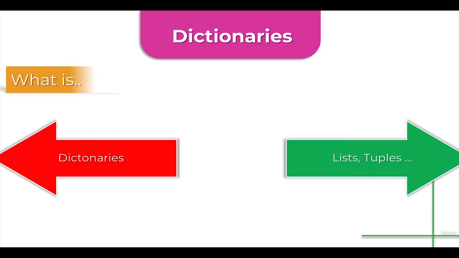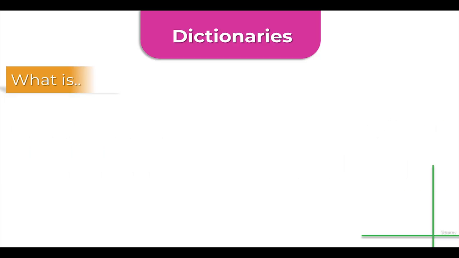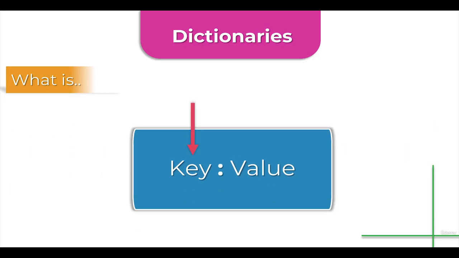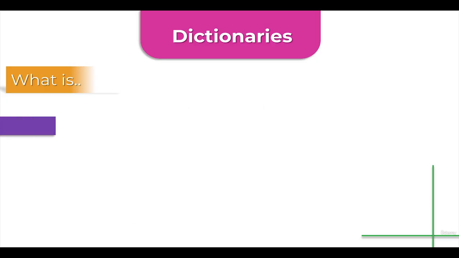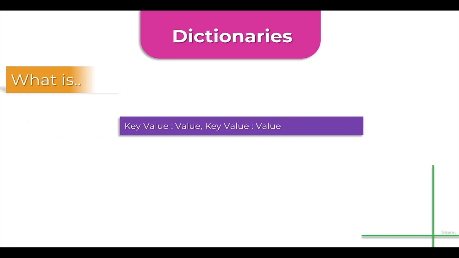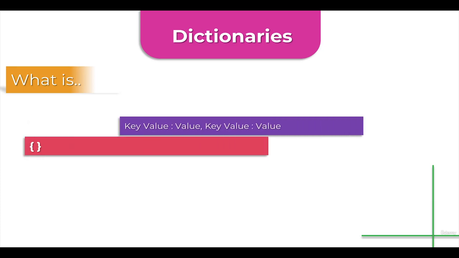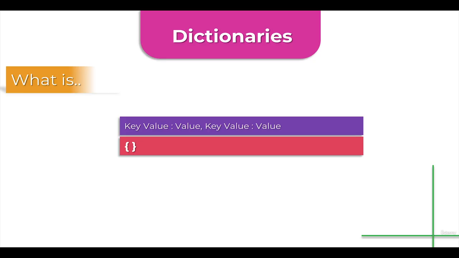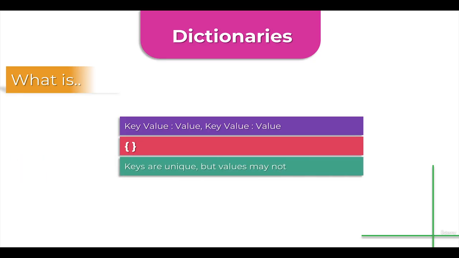Each element in the dictionary is kept as a key-value pair, not an index. So each key is separated from its value by a colon. The items are separated by commas, and the whole thing is enclosed in curly braces. So an empty dictionary without any items is written with just two curly braces.